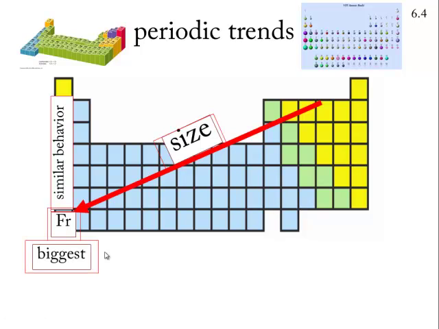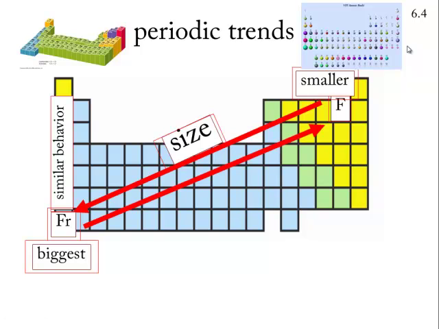Okay, so that's the biggest, francium. These ones are smaller. And that's true. Do notice that the noble gases are somewhat of an exception. That's kind of interesting, isn't it? Fluorine, smaller. Fine. Hydrogen's probably the smallest. So, like anything in chemistry, there's a few exceptions.